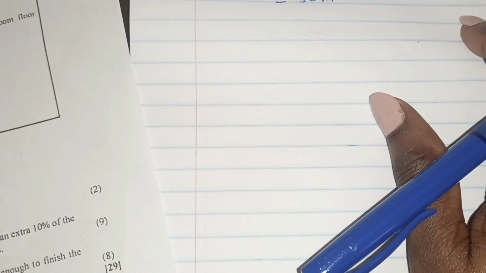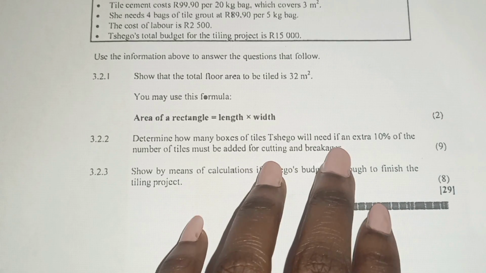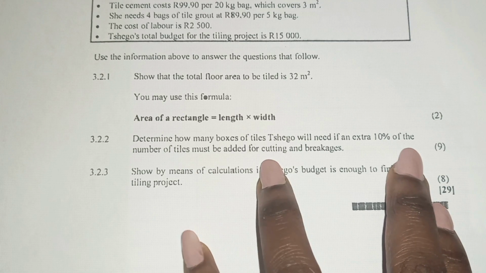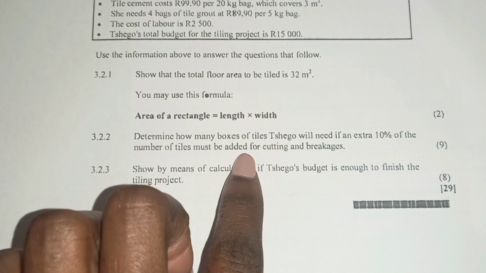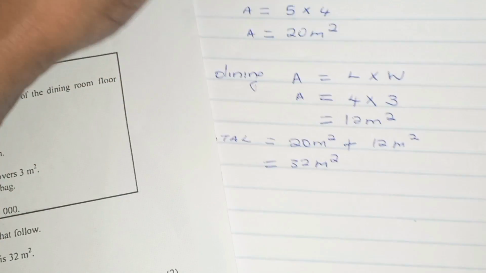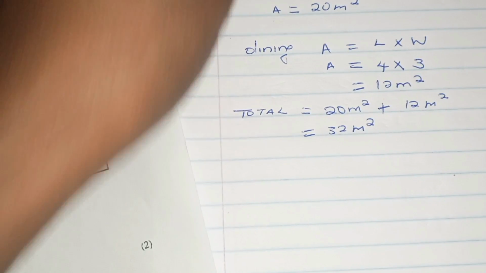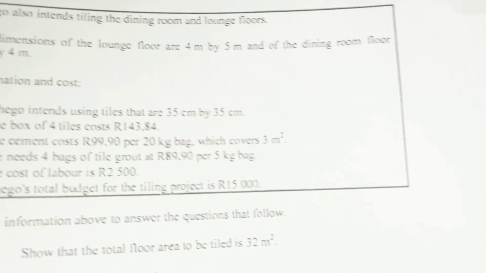Okay, now we're going to say, determine how many boxes of tiles Sekgo will need if an extra 10% of the number of tiles must be added for cutting and breakages. Because the tiles are squares and the room is rectangular, we can use area to find it, but I'm not going to use area. I'm going to use the length.